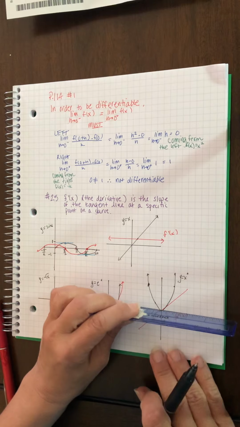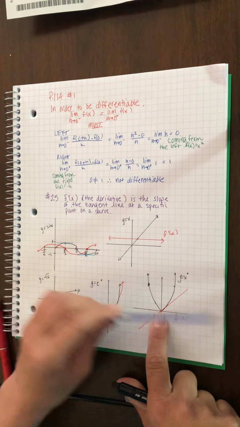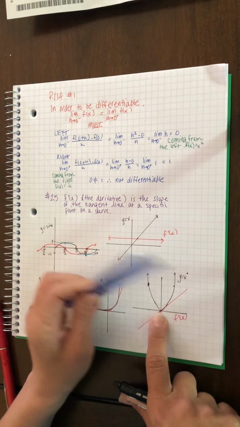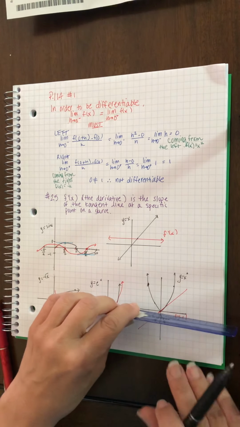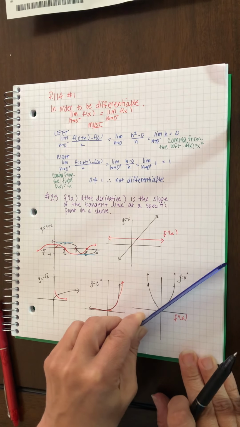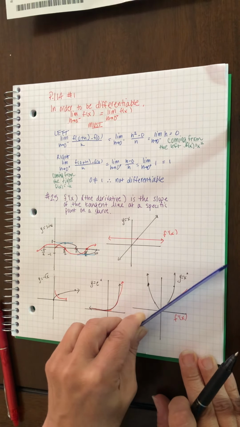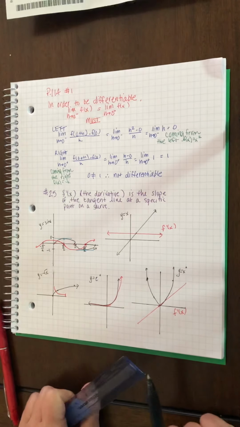Then when you are at the origin, which is the vertex, the tangent line is horizontal, hence it goes through the origin, 0, 0. And then as I go up and up that parabola, the slope of the tangent line is going up, up, up, hence it is a diagonal line.